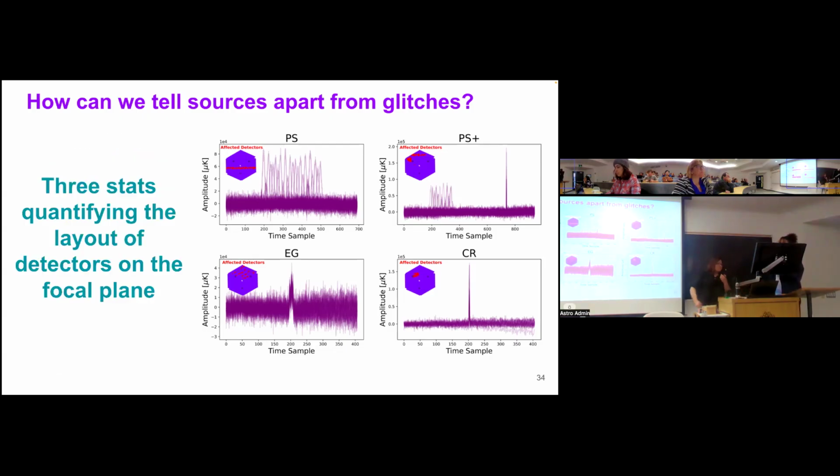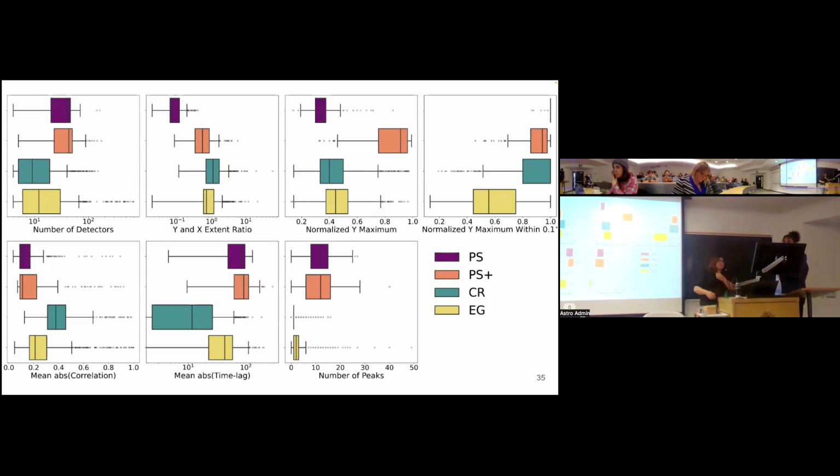We have 3 different stats that quantify the detector layout, for example how spread out your detectors are in the vertical direction versus the horizontal direction, and some others. With that, and a couple of other stats, such as number of detectors and time length, we can use those as our features. Here are the distributions for our training set for the 7 different stats. Importantly, you can see that if you look at all the stats together for each category, they follow different patterns, which makes them good as features.